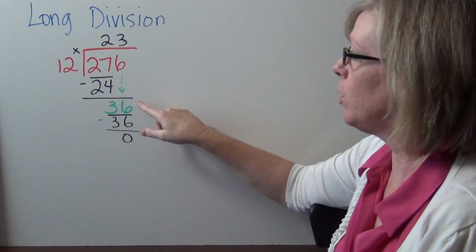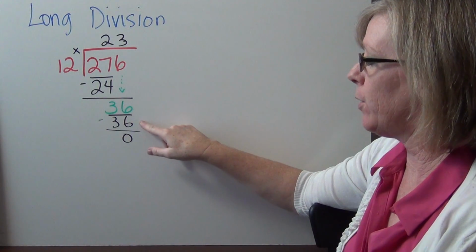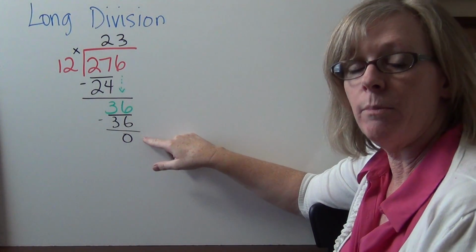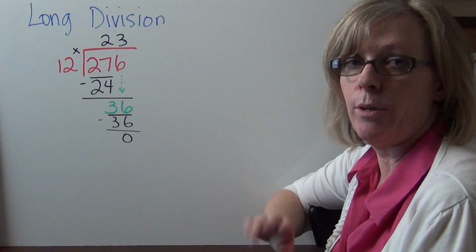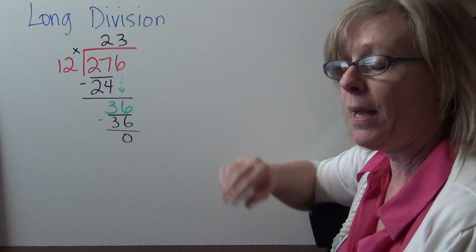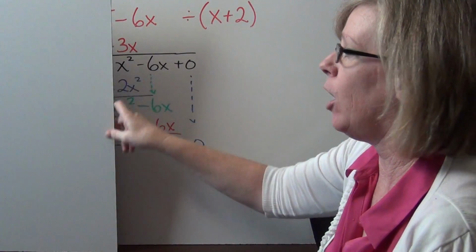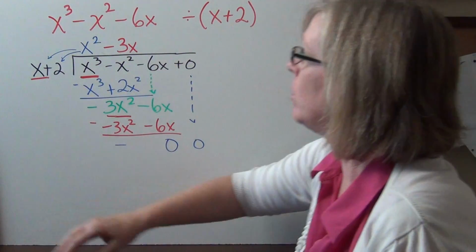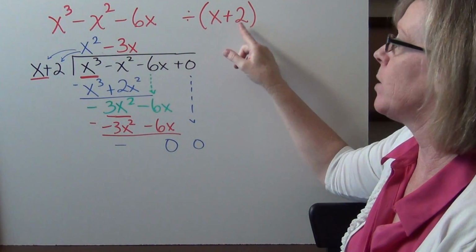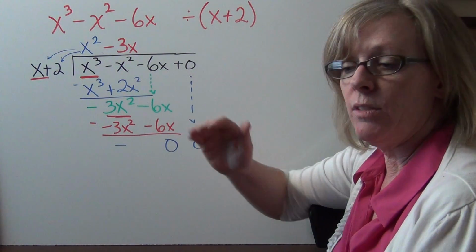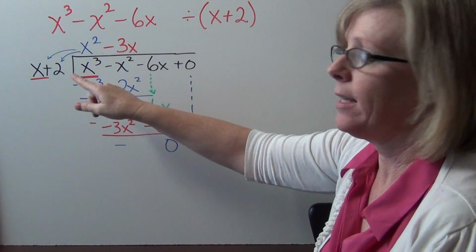Go back. Does 12 go into 36? Yes, it goes 3 times, so I put a 3 here, multiply, put my 36, subtract, and I have no remainder. My remainder is 0. So I know that 12 times 23 does in fact equal 276. I'm hoping this flashes back to you from 3rd or 4th grade, because we're going to do the same thing now with polynomials in almost the exact same manner. So now we have x to the third minus x squared minus 6x divided by x plus 2. Not divided by x, divided by the entire quantity x plus 2.